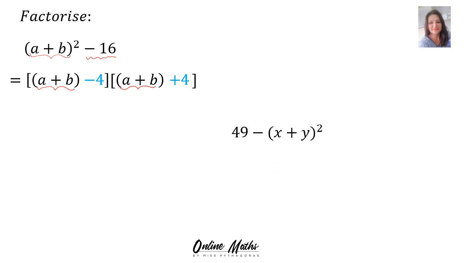Here's another one. 49 minus bracket x plus y squared. So again, you deal with this one as a unit, and you put two square brackets, and then on the right hand side goes the x plus y as a unit, and then the 49 minus, it becomes 7 minus and 7 plus.